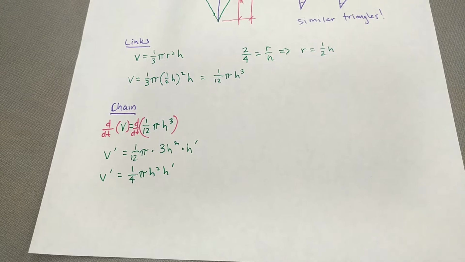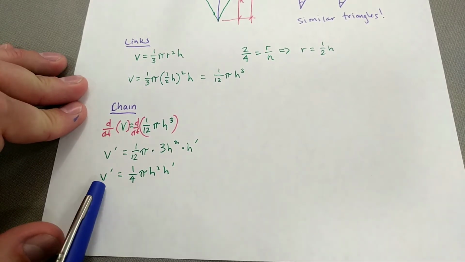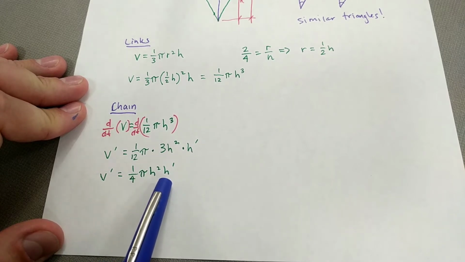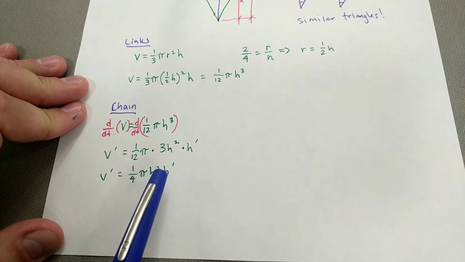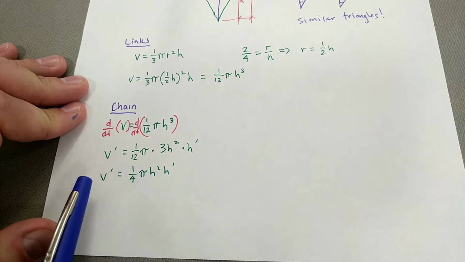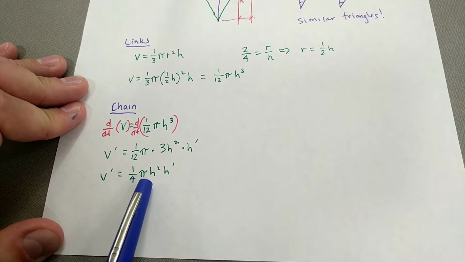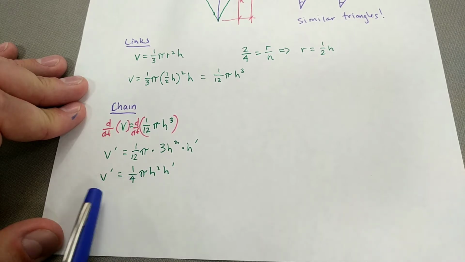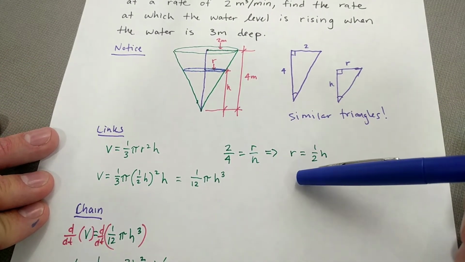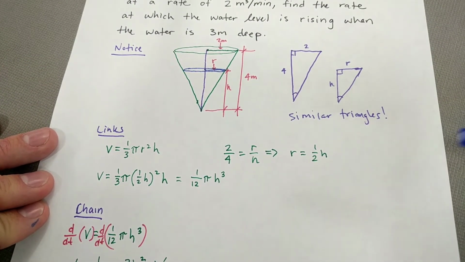Hopefully, fingers crossed, we can substitute in stuff for V prime and h. And the only thing we don't know is h prime, because the question is, how is height changing? That is h prime. So let's make sure that we can substitute those things in. If for some reason I'm lacking one of those pieces of info, I need to go back to my notice phase and maybe return then to my links phase to work through that.